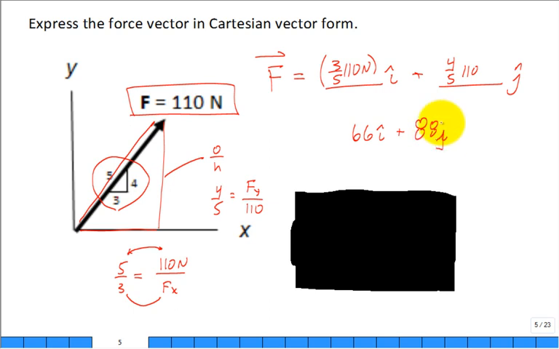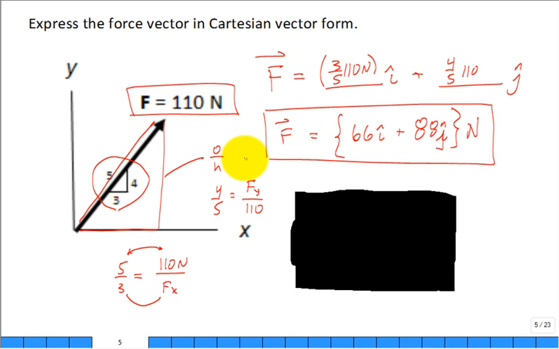This is j. And we would want to put newtons. We only need to put it in one place. We can put it in both places if you like, but put it on the outside in one place. And this is my force vector, and that's what I was looking for.